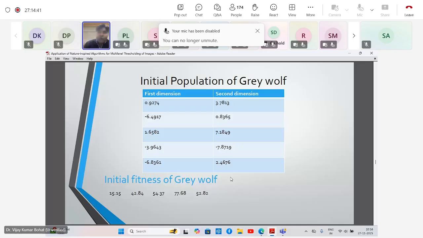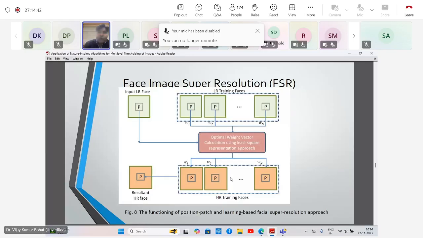And now we move to the real-world applications of these optimization algorithms: where we apply them and how we apply them.